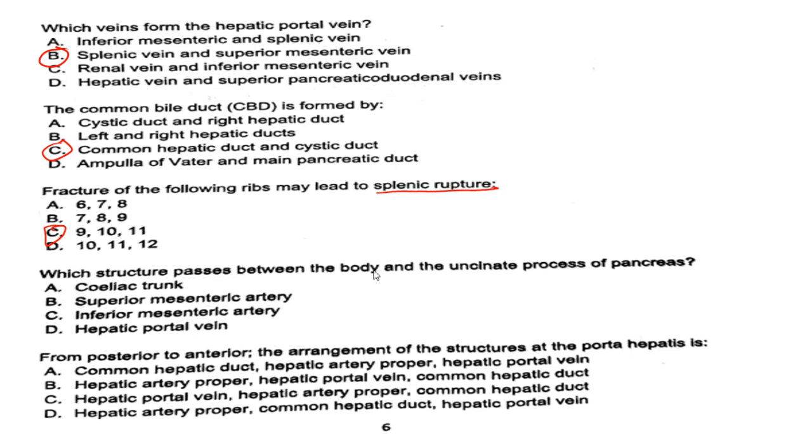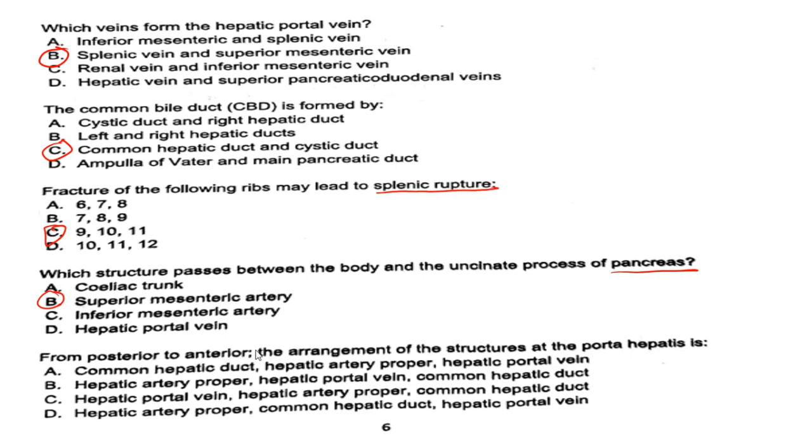Which structure passes between the body and the uncinate process of the pancreas? A, we have the colic trunk. B, we have the superior mesenteric artery. C, we have the inferior mesenteric artery. D, we have the hepatic portal vein. So the answer here is just the superior mesenteric artery.